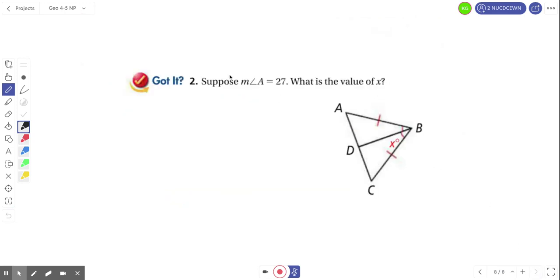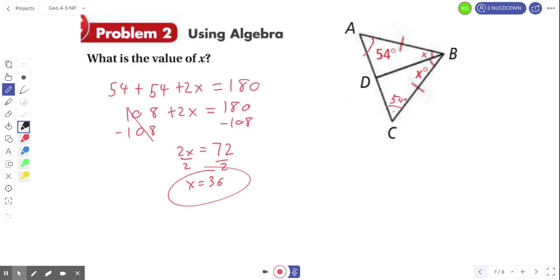The next thing is, suppose the measure of angle A is 27. So now your A is 27. Oh, I just realized I made a mistake. I marked these angles with one arc, but the diagram already had one arc. So if I'm going to mark those two angles as congruent, I need to use two arcs. Otherwise, I'm saying that all of those angles are congruent to each other, which is not the case.